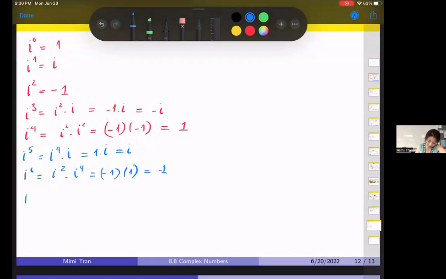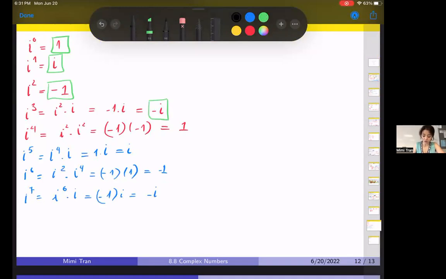I to the 7, you guessed it, is what? I to the 6 times I. Well, I to the 6 is negative 1, right? So negative 1 times I is negative I. So do you see the pattern? You start out with 1, and then you have I, and then negative 1, and then negative I, and then you go back to 1 and I, negative 1 and negative I again, right?